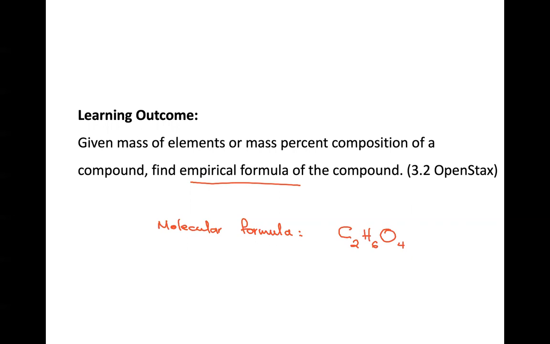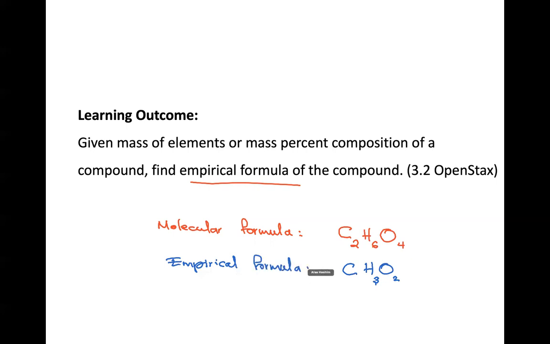So think of it, can we divide everything by a whole number? It looks like we could simplify it by dividing everything by 2. So we'd get CH3O2. That's what we refer to as the empirical formula.